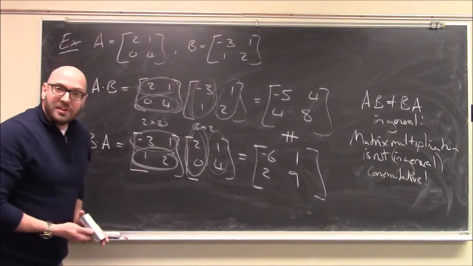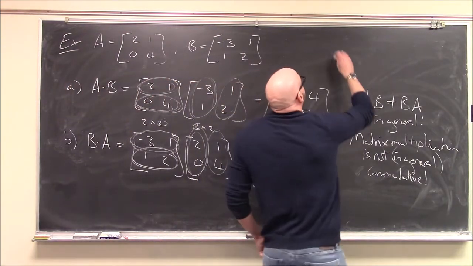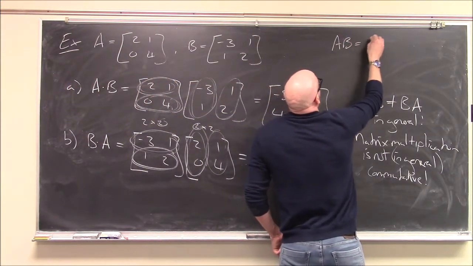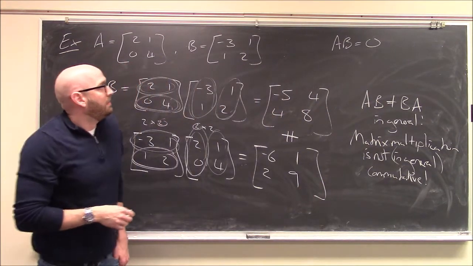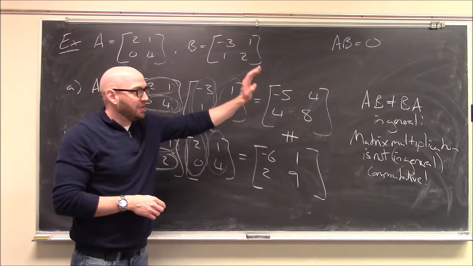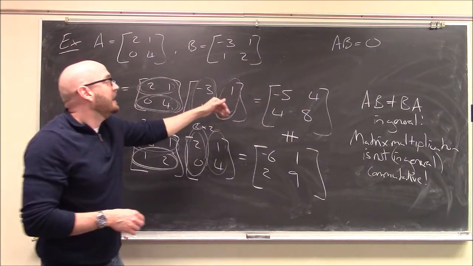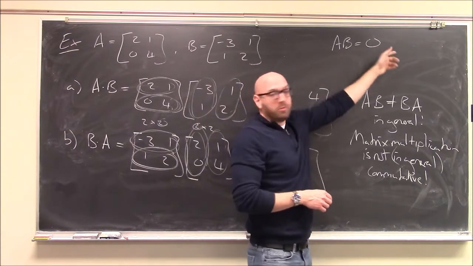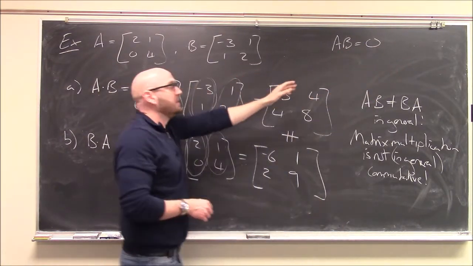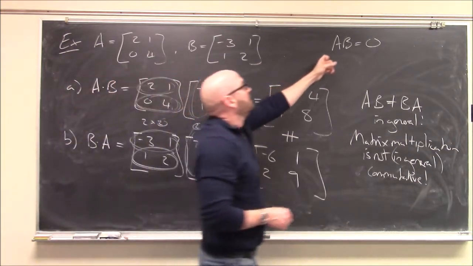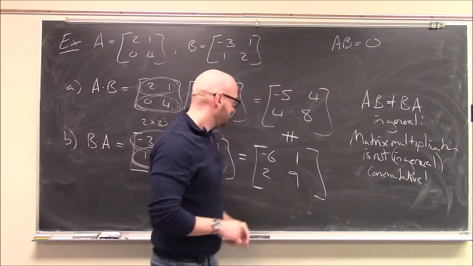There are other properties that you're used to seeing hold that don't. For example, if A times B is 0, by 0 I mean the zero matrix, so the matrix of the appropriate size where all of the entries are 0. If A times B is 0, well, with real numbers you're used to saying that means either A or B must be 0. But with matrices that doesn't happen. Both of these can be non-zero matrices and still multiply together to give you a matrix of all zeros.